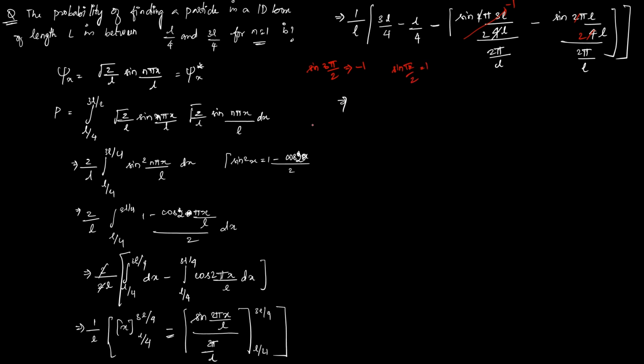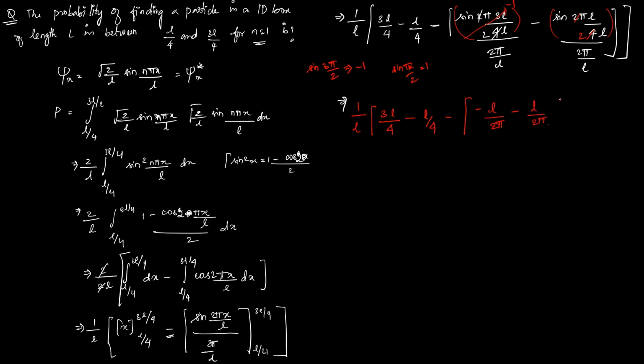Okay, sorry. So this is going to be equal to 1 by L, 3L by 4 minus L by 4. Okay, minus this is going to be equal to minus. So now this entire term is going to be equal to 1. This entire term is also going to be equal to 1. So we can simply rewrite this equation. This is going to be L by 2π. There is going to be a minus sign. This is going to be equal to L by 2π.